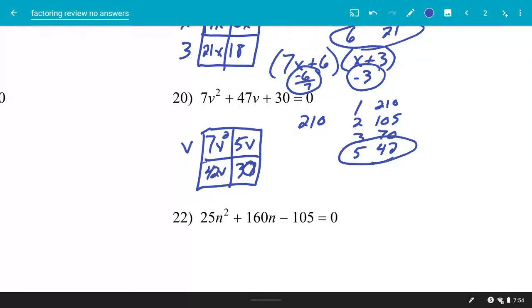GCF, I've got a v, and it goes into 42 and 30. Obviously a 3. Yeah, 6 goes in. All right, up and down, I can get a 7v and a 5. There we go. 7v plus 5 and v plus 6.